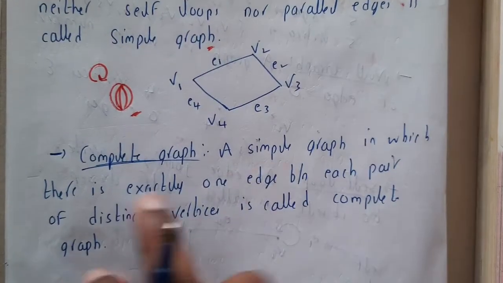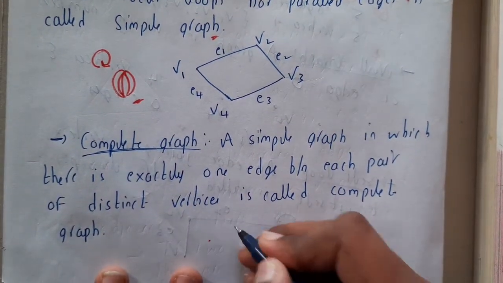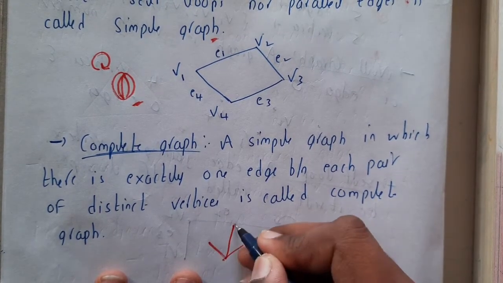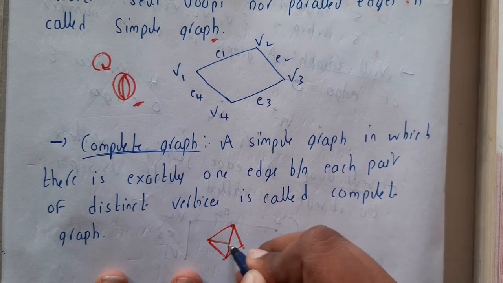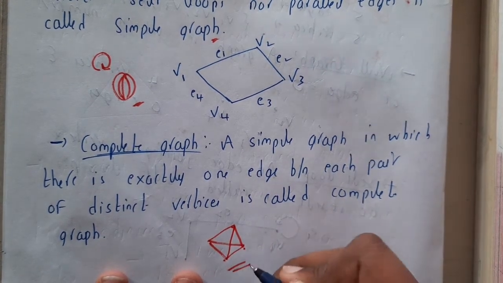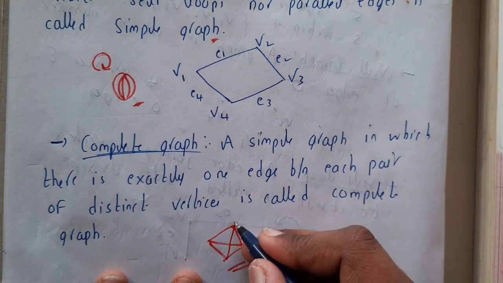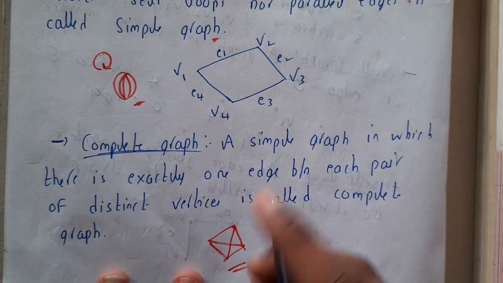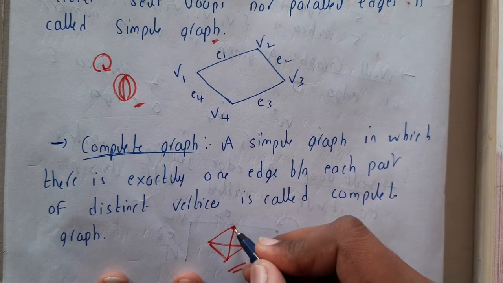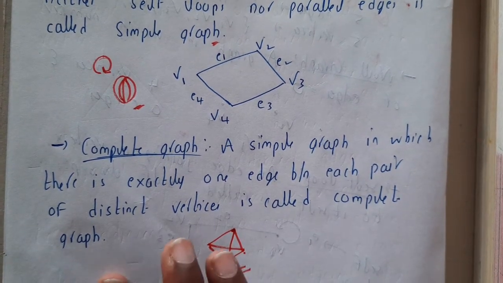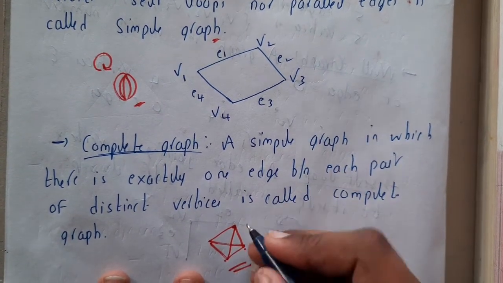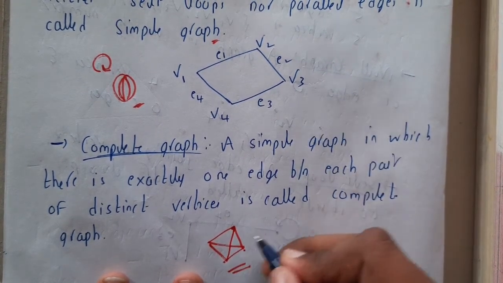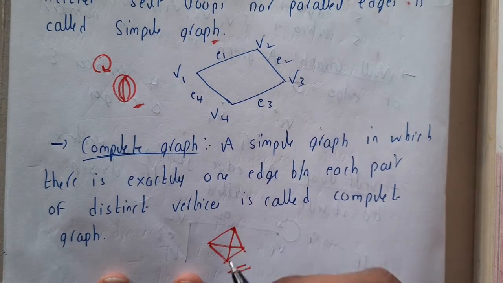Similarly, complete graph. If there are some n vertices and all those vertices are connected in all the possibilities, in that situation we can say that the graph is complete. A simple trick for identification: we will be discussing degree and all those things later, for now I am just giving you an introduction. If you want to know whether this graph is complete or not, first count the number of vertices.